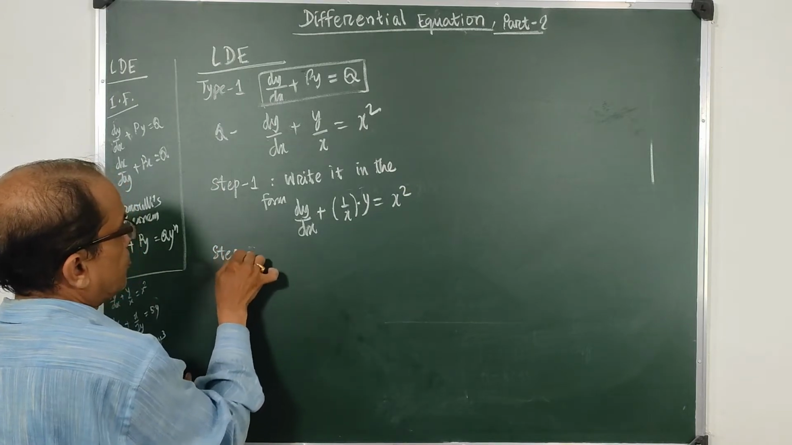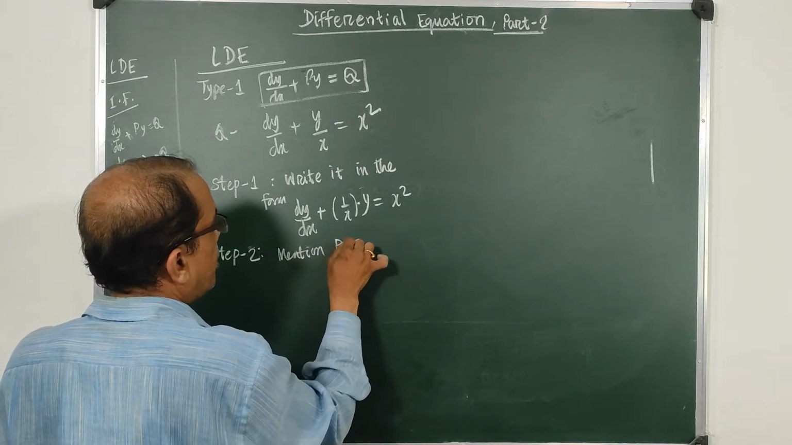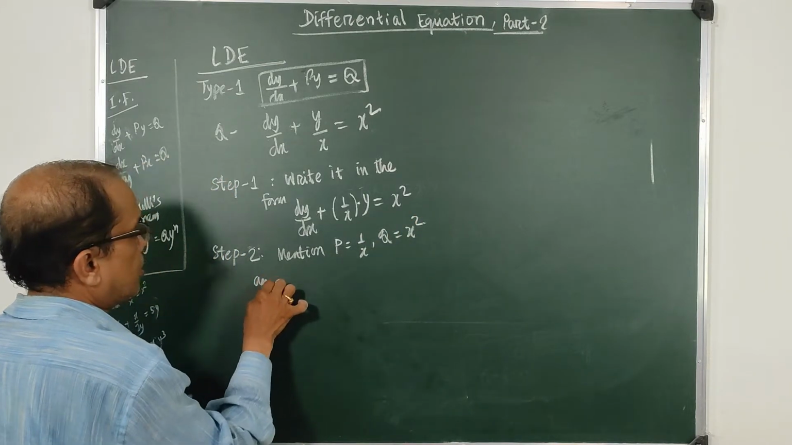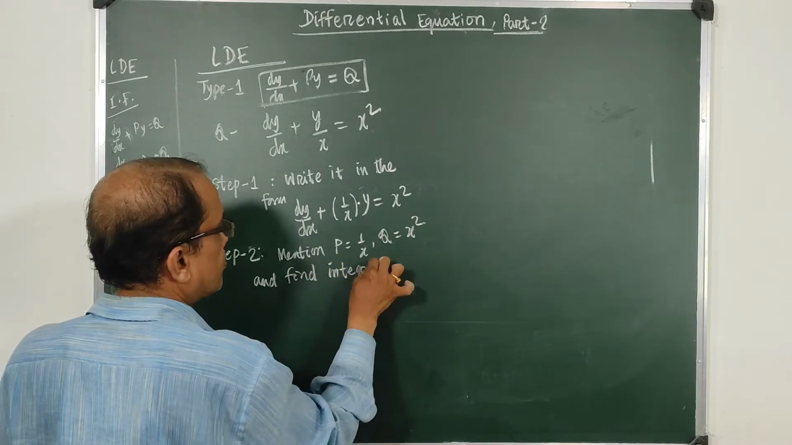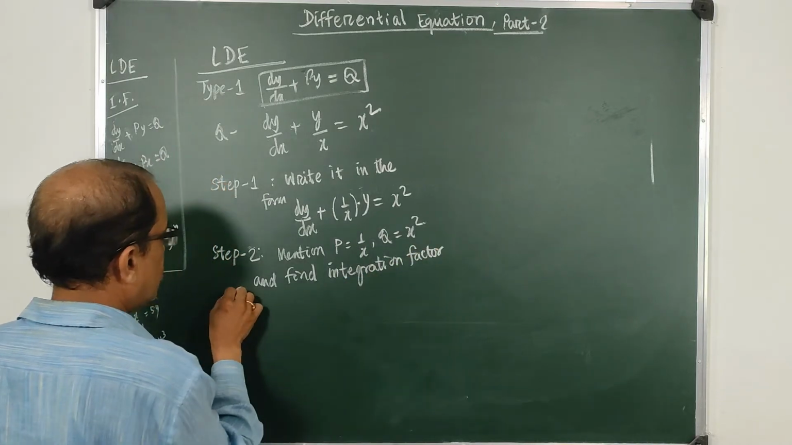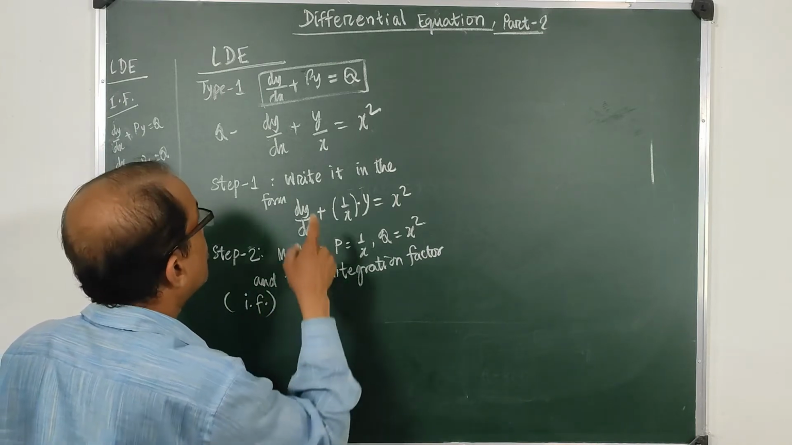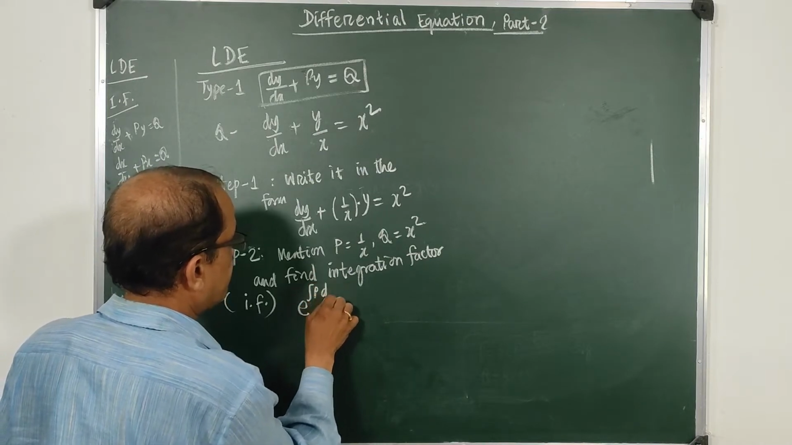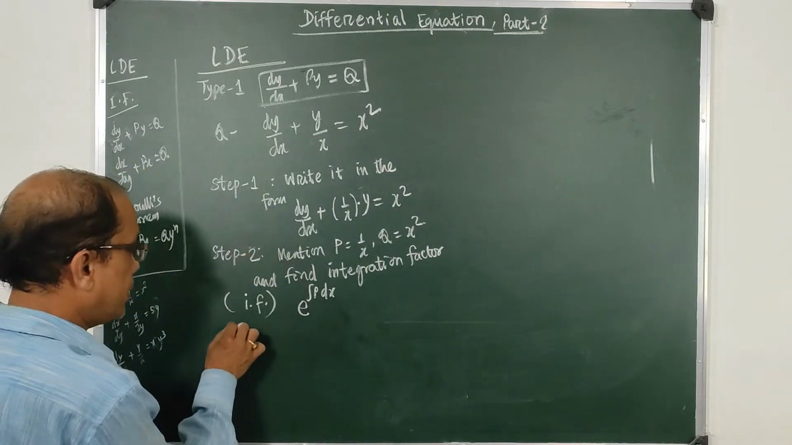So here step 2, mention value of p, value of q, and find integration factor. Onwards we shall call it IF. In short, integration factor IF. For this case, this is e to the power integral p dx. So let us find it.